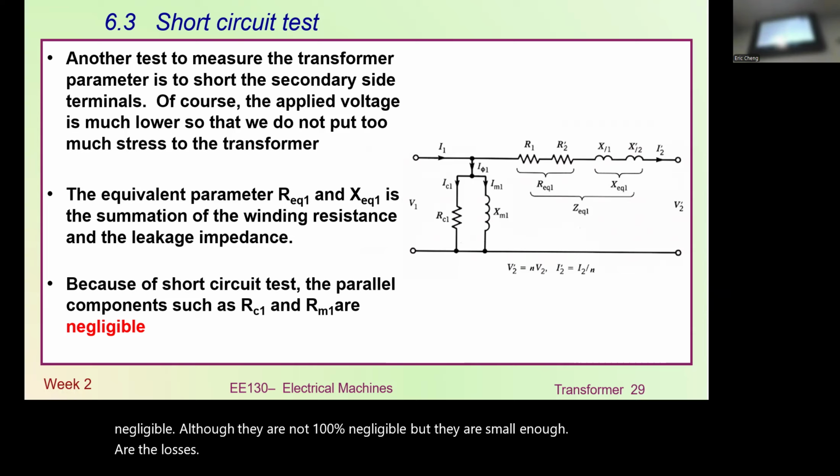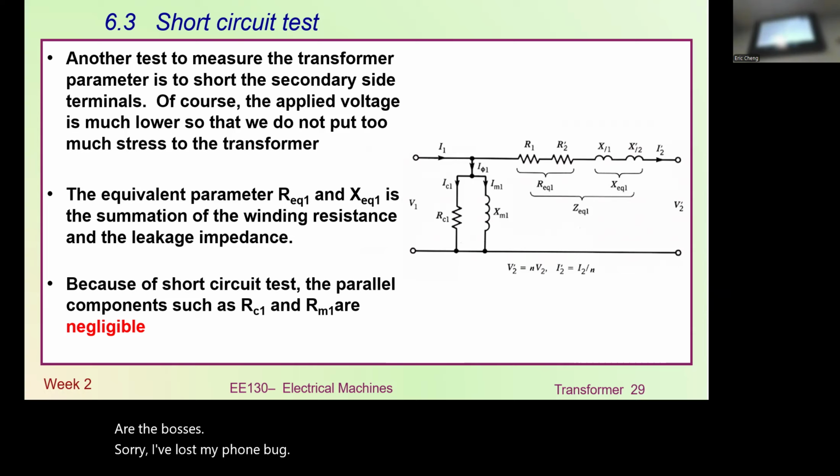Are the losses? Sorry, I've lost my train of thought. Never mind. I think you're asking whether these losses can be negligible, right?